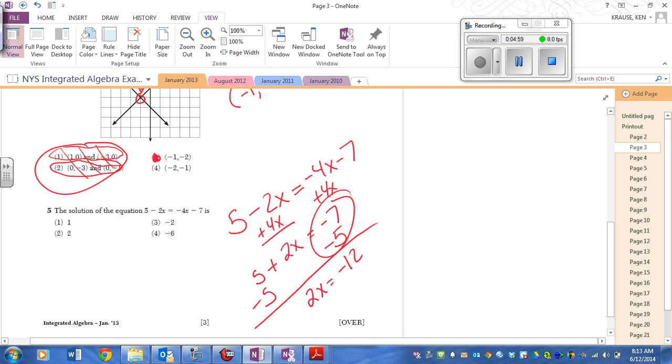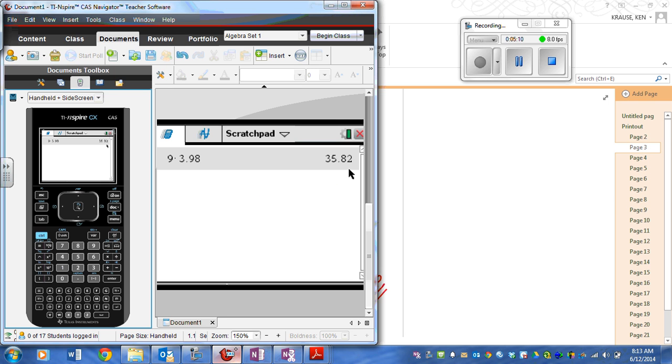Both of those are negative, so it's negative 12. And I divide by 2, and I get x equals negative 6. All right, so what we're going to do is take that answer and check it. So you all know that means we take negative 6 and store that into x.